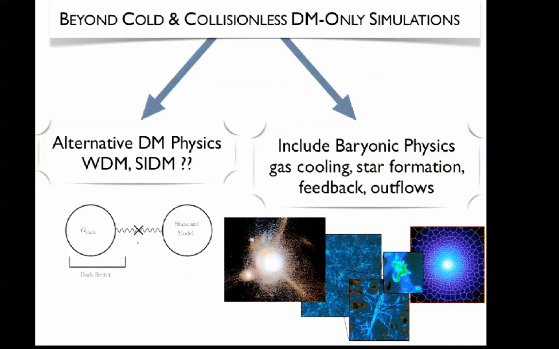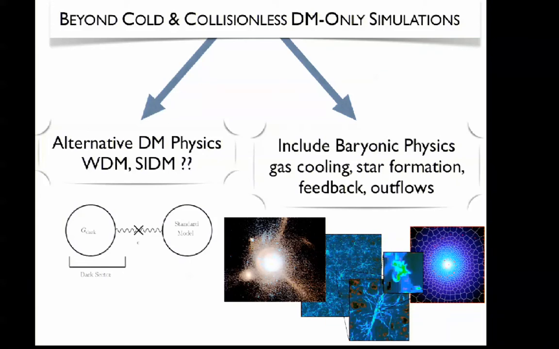So, of course, you need to go beyond global collisionless dark-matter-only simulations. You can take two routes. You can look at alternative dark matter physics, warm dark matter, where there is a cutoff in the power spectrum and you suppress small-scale power, or self-interacting dark matter. I think the most interesting case here is to include baryonic physics. You need to do that anyway if you want to compare with observations. That requires hydrodynamic simulations, which include gas cooling, star formation, feedback, and powerful outflows.